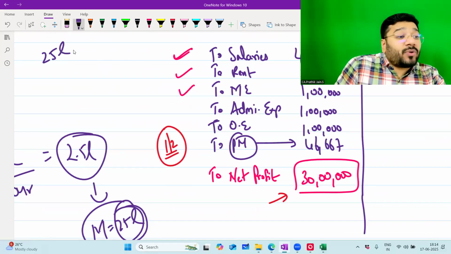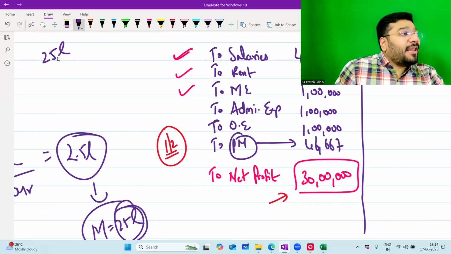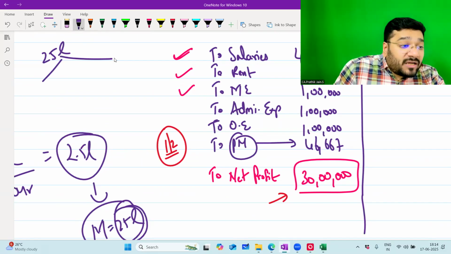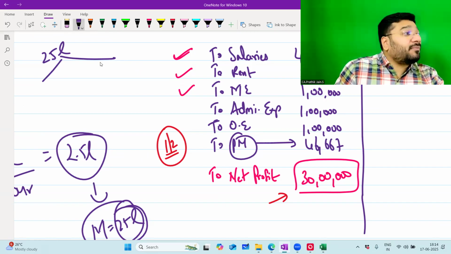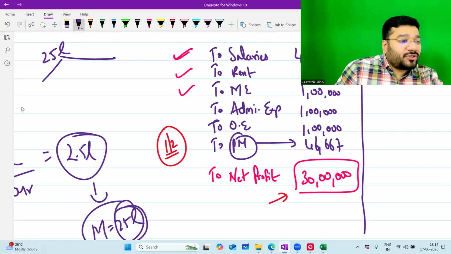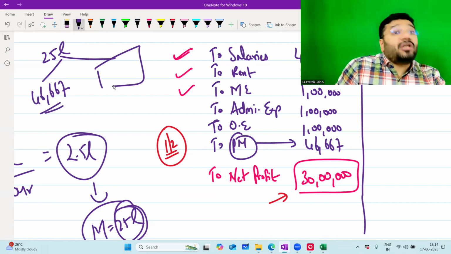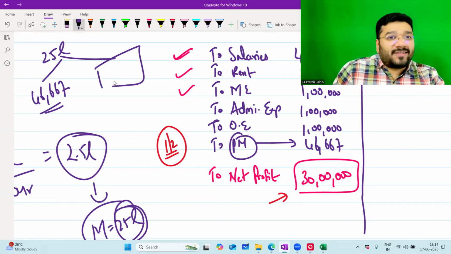Plant and machinery cost was how much? 25 lakh. 25 lakh was the total purchase cost of the plant and machinery. In that, how much worth of the asset did you use in the current year? Sir, I used the asset for 2 months. The proportionate cost for 2 months is 46,667. What is the remaining unused value of the asset? 25 lakh minus 46,667.